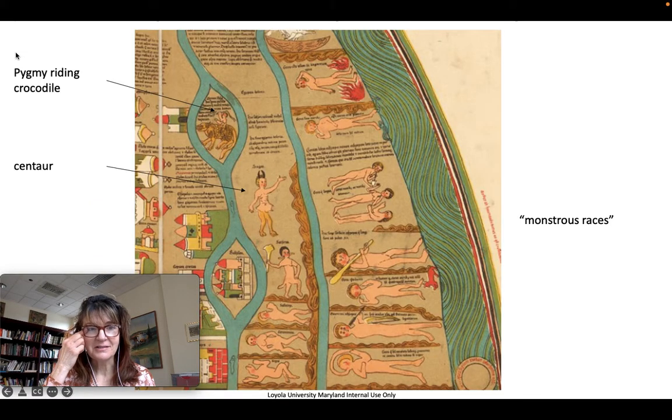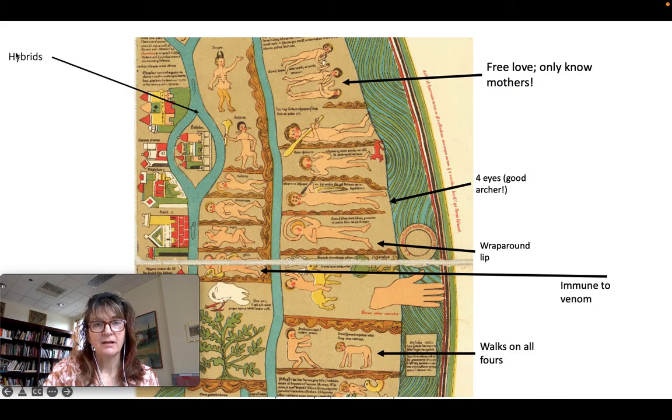So if we look up, this is a copy of the Ebstorf map, it's just more clear. Here, with the close-up, you can see the pygmy riding a crocodile. You see a centaur, that is half man, half beast. And here you see a sampling of these exotic races that have both physical and cultural differences. We find people who lack noses, or mouths, or tongues, or ears, people who do not use fire. You have four-eyed people who are really good archers because they can see well.